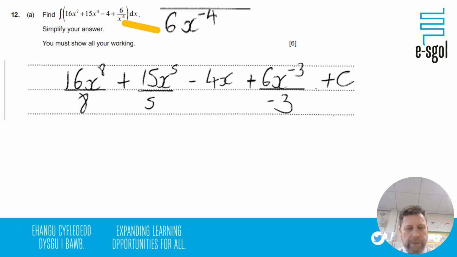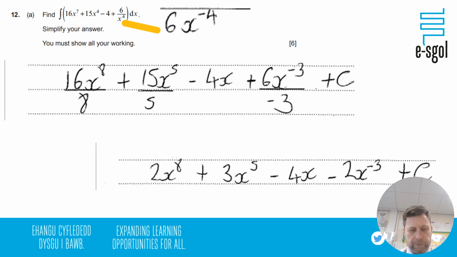Now, the nasty one, increase the power. Increase minus 4 does go to minus 3, which not everyone always thinks it does. Divide by the new power of minus 3. Don't forget the plus c. Now, at the moment, I've only got 5 marks, so I've not simplified it.